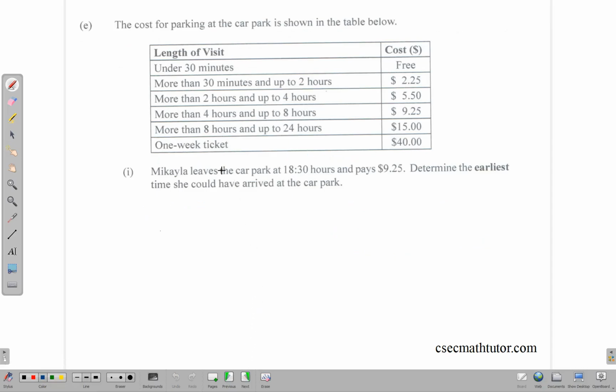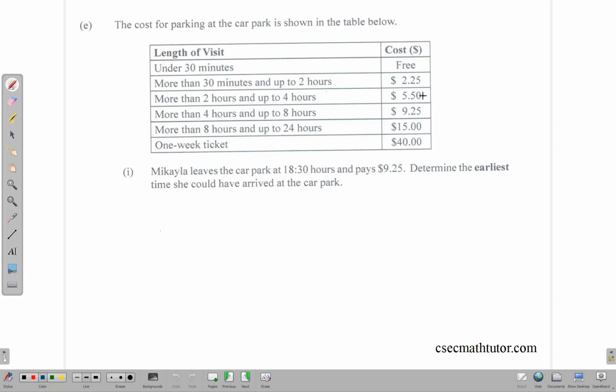Here we have a table of costs. So if you park under 30 minutes, you are free. But if you spend more than 30 minutes, up to 2 hours, there's a cost there, and there are costs all the way down. So there's this person, Michaela, who leaves the car park at 18:30 and pays $9.25. Determine the earliest time she could have arrived at the car park.